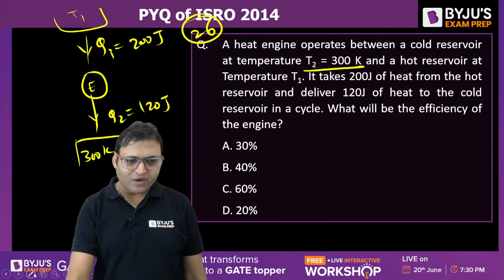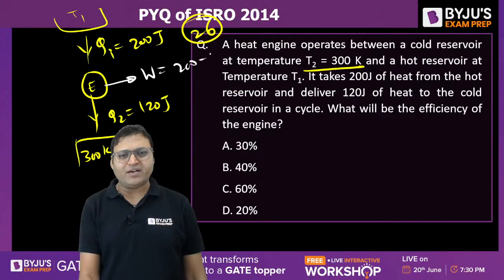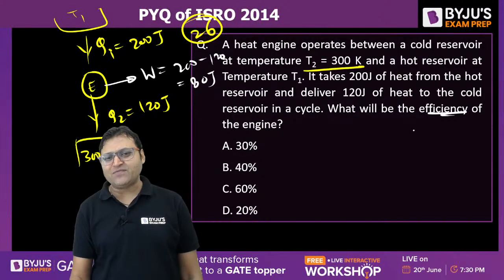Can we find out the work? Work output from the first law of thermodynamics: W will be equal to Q1 minus Q2, 200 minus 120. That is equal to 80 joule. So the question is, what is the efficiency of the engine?